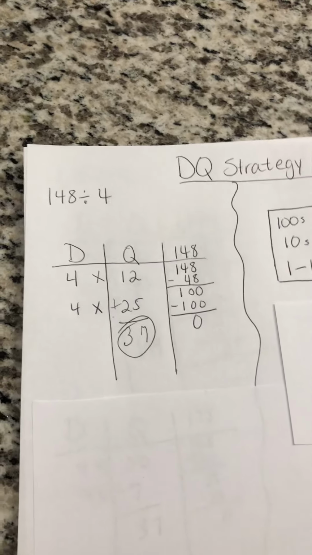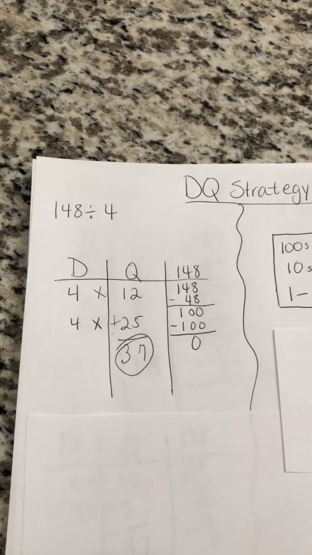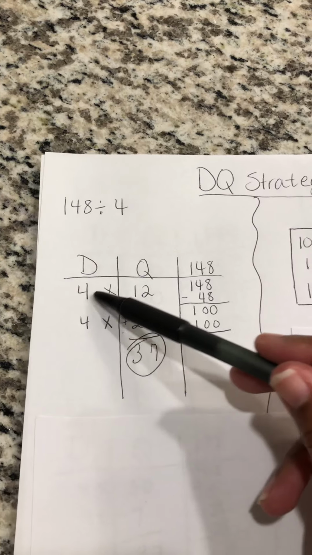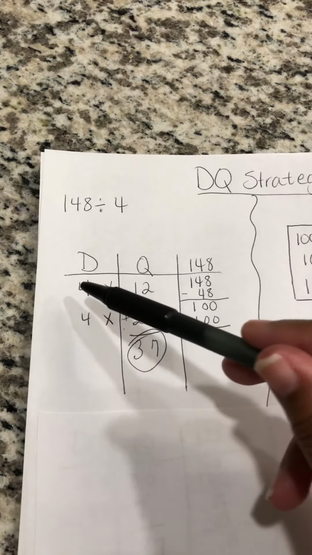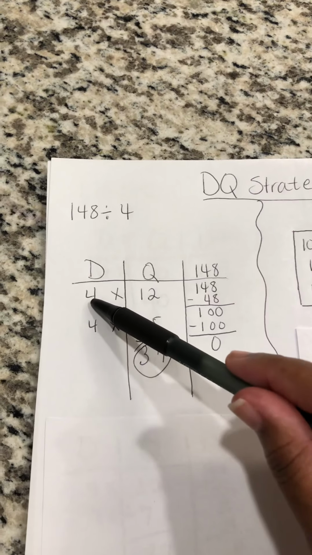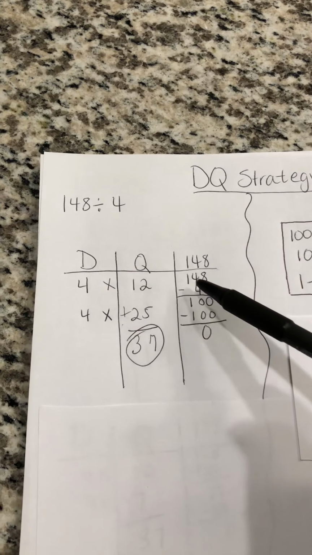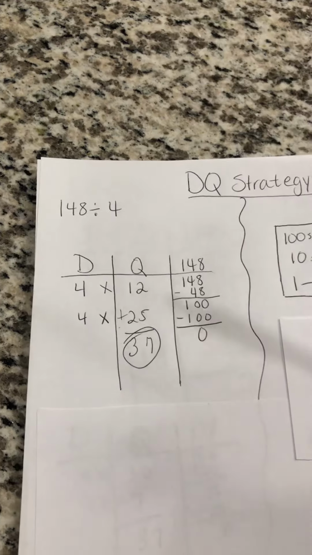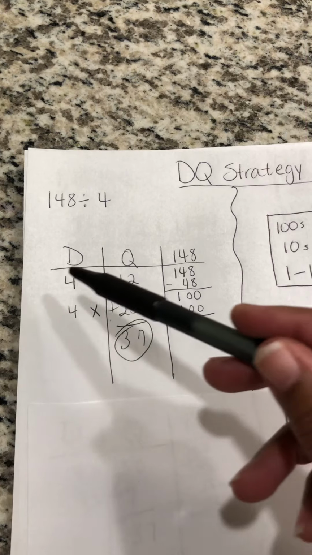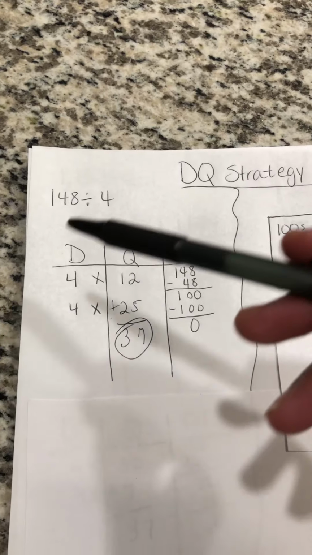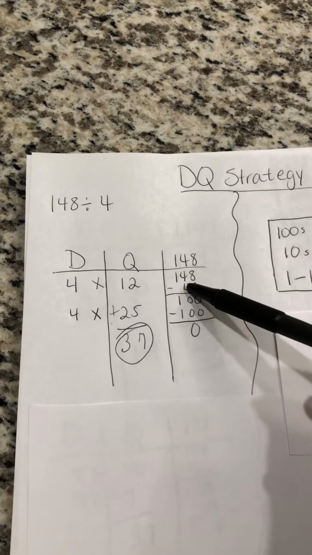All right, so when you are dividing using the DQ strategy, you are going to take the divisor and you're going to create an array. You're trying to see how many groups you can make of 148 out of 4. So our first array here is 4 times 12. And a 4 by 12 array equals 48. Array, that's a familiar term as well. That's when you arrange objects, numbers, and different things into rows and columns. So I'm trying to give you guys a visual here. Maybe mentally you can think about it. So 4 by 12 equals 48.